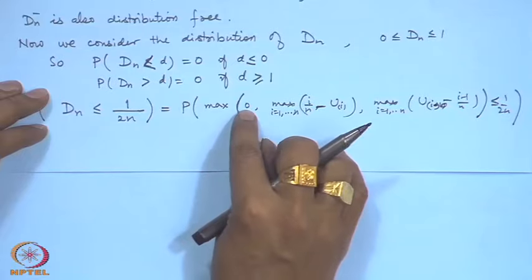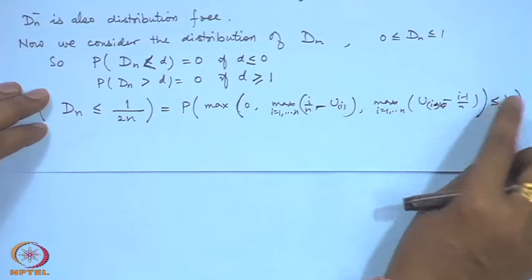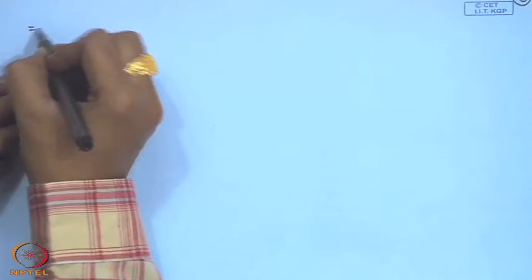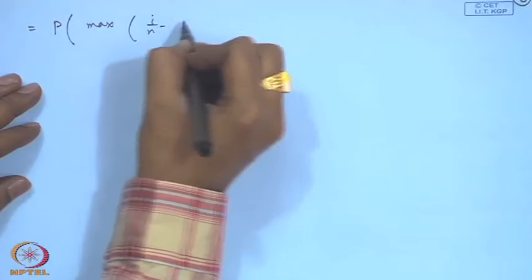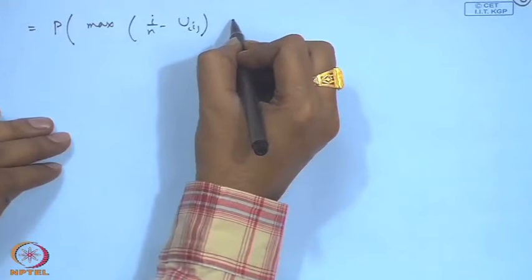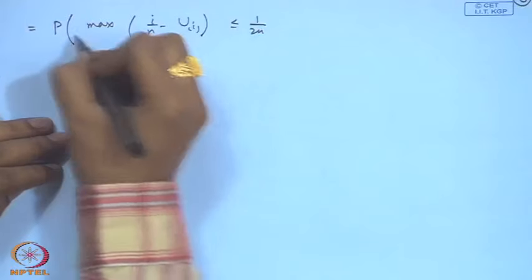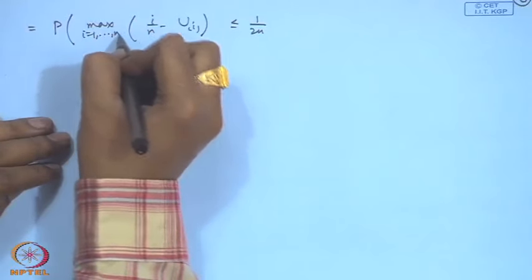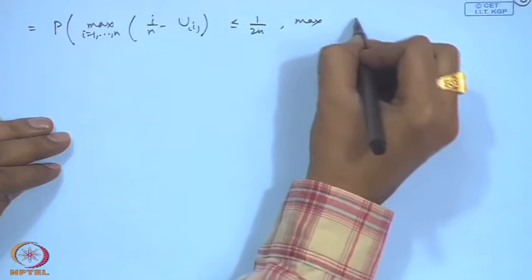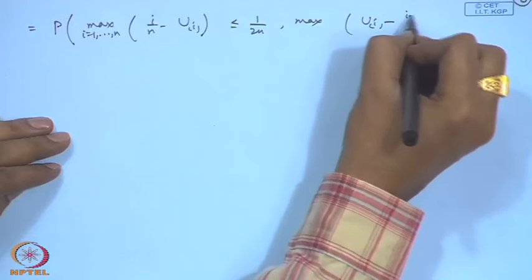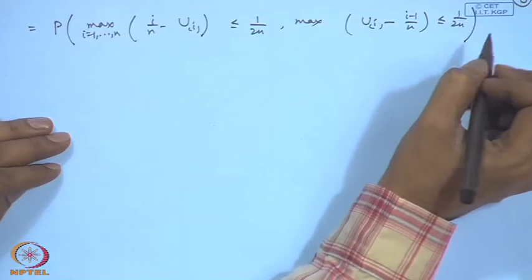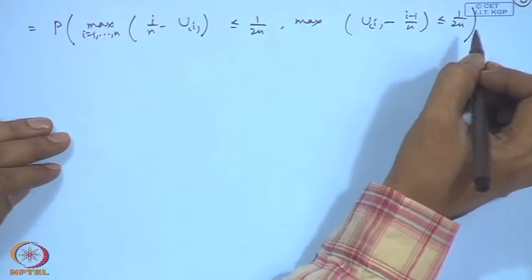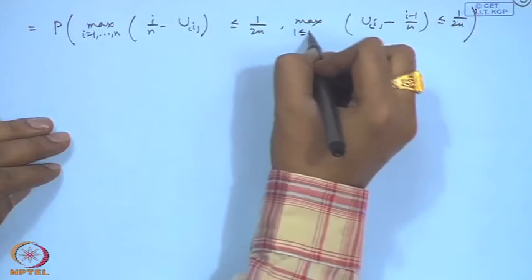We split it. So, 0 is less than or equal to 1 by 2n is always true. So, this probability can then be expressed as the probability of the maximum of i by n minus u_i less than or equal to 1 by 2n for i equal to 1 to n, and the maximum of u_i minus (i minus 1) by n less than or equal to 1 by 2n, where 1 is less than or equal to i less than or equal to n.